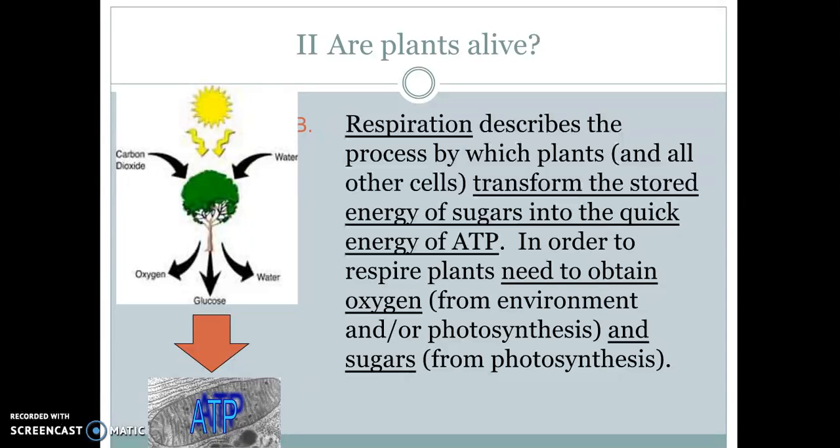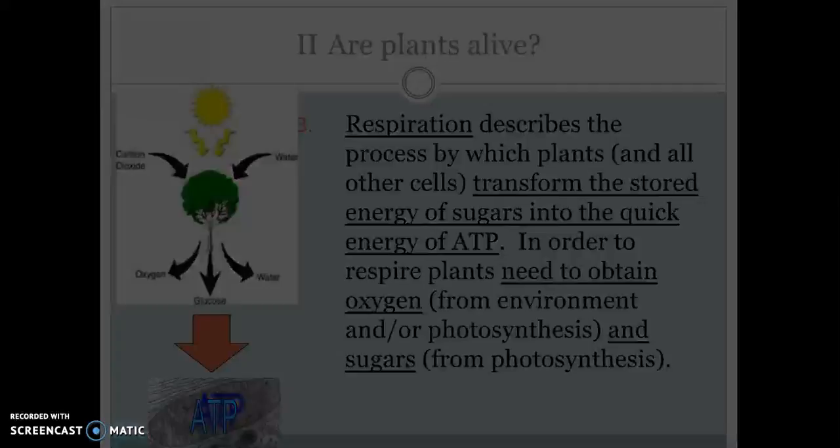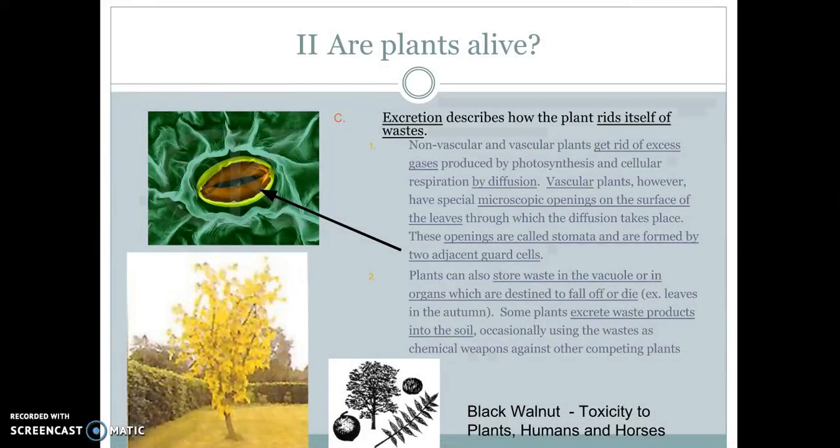All right, respiration is another part of our life process, and this is pretty much just describing the process by which plants, and all of their cells, of course, transform the stored energy of sugars into the quick energy of ATP. So we're looking at cellular respiration. Do plants go through it? Yeah, they do. So they go through photosynthesis and cellular respiration.